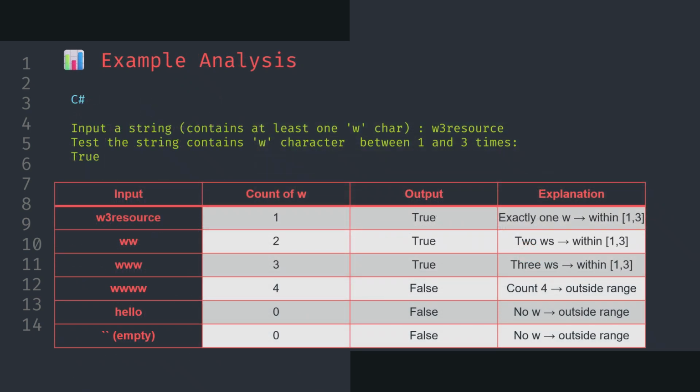These examples show expected behavior across normal and edge cases. The empty string and strings with 0 w's return false, 1 to 3 w's return true, 4 or more return false. If your spec requires counting uppercase W as well, remember to normalize the string first. For example, string = string.ToLowerInvariant(), and then count.